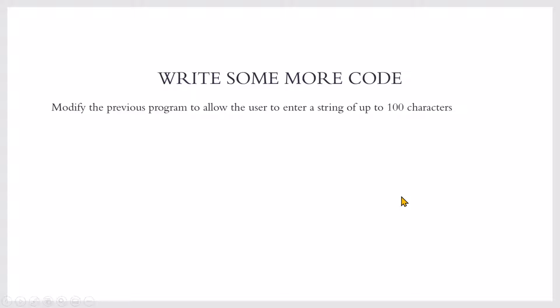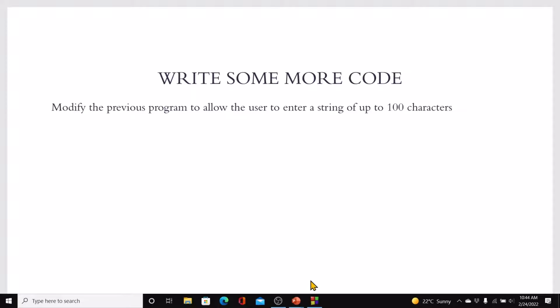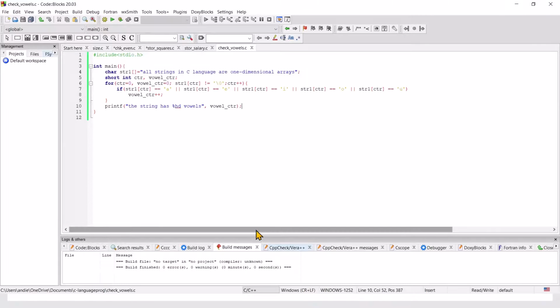Modify the previous program to allow the user now to enter a string. Again, we're going to use scanf here, so we don't need to put in that null or \0. Right? It's going to be done automatically. So instead of using a constant now, we can comment this line out.